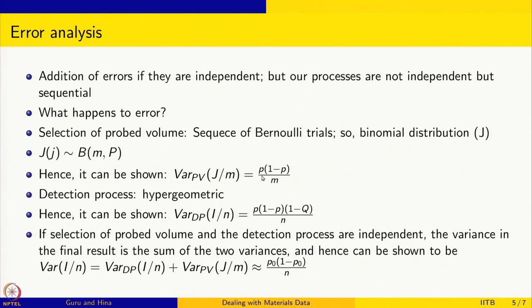If the selection of the probed volume and the detection process are independent, the variance in the final result is the sum of the two variances, so we can just add them up, and approximately you can show it to be P0 into 1 minus P0 by N. But because this is not correct, what should we do?